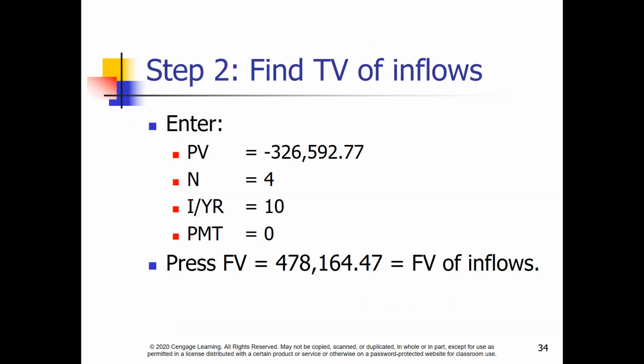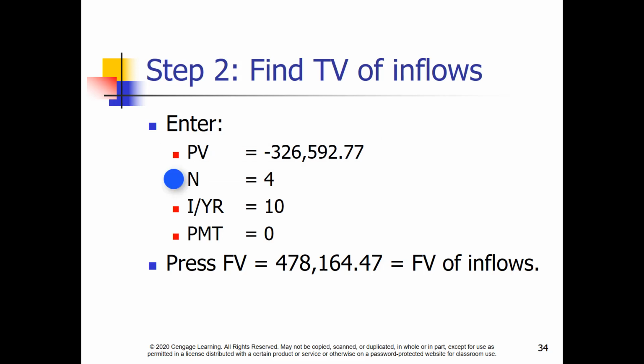Step 2, move the solved for NPV to PV. Press the clear key to exit the cash flow worksheet. 326,592.77 should still be displayed. Press the plus or minus key to change the sign. Press PV to place the value in the present value cell. Enter the rest of the variables.